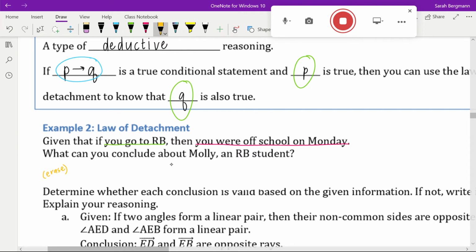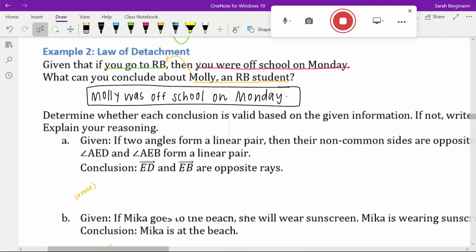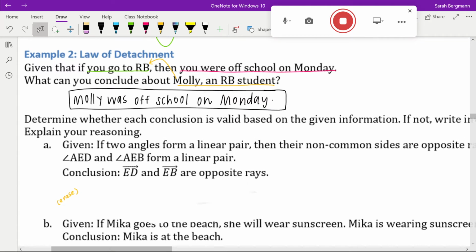And we have this other statement, Molly is a Roger Bacon student. This applies to the hypothesis. Molly goes to Roger Bacon. Then we can conclude that this statement applies to her, so we can conclude Molly was off school on Monday. So we're basically taking a statement and applying it to one certain condition. A general statement and applying it to a condition.